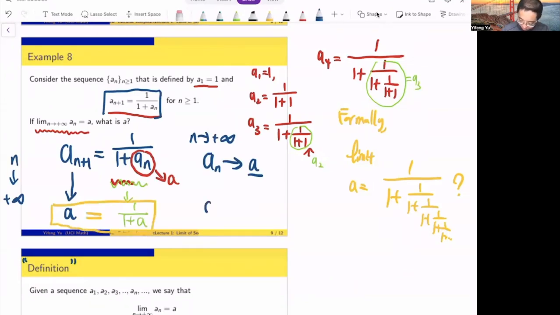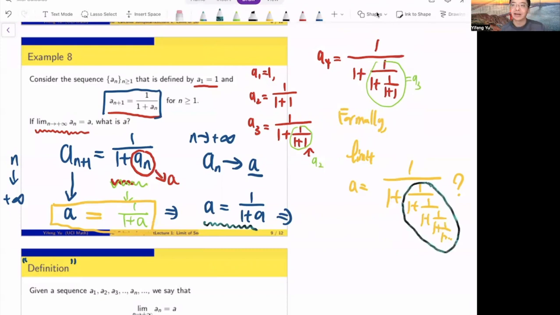So let me rewrite here. We get a equals 1 over 1 plus a, right? Another way to see how we get this one: when you look at this term, this is basically a itself, just repeating the same pattern. So from here, we can also get a equals 1 over 1 plus a. Okay, anyway, from here, let's just solve for a.